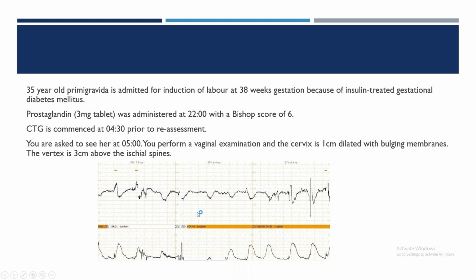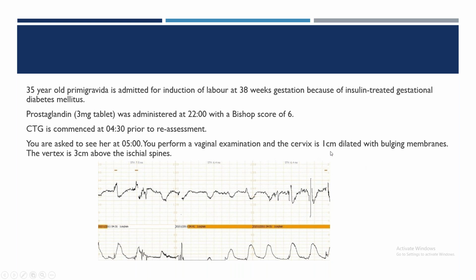No accelerations. Decelerations: these are variable decelerations, not related to contractions, and they are present with almost each and every contraction. There are no concerning characteristics like shouldering, but there is reduced variability within the deceleration. So this CTG is abnormal, pathological. Decelerations are abnormal and the CTG becomes pathological.